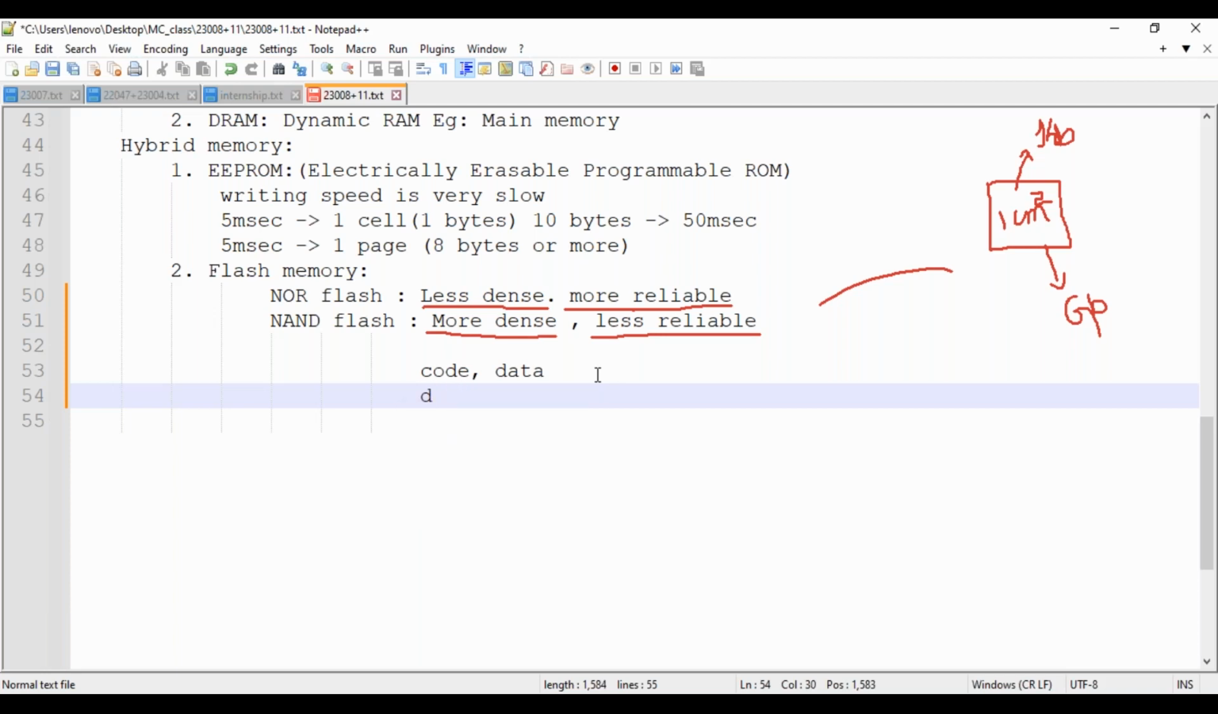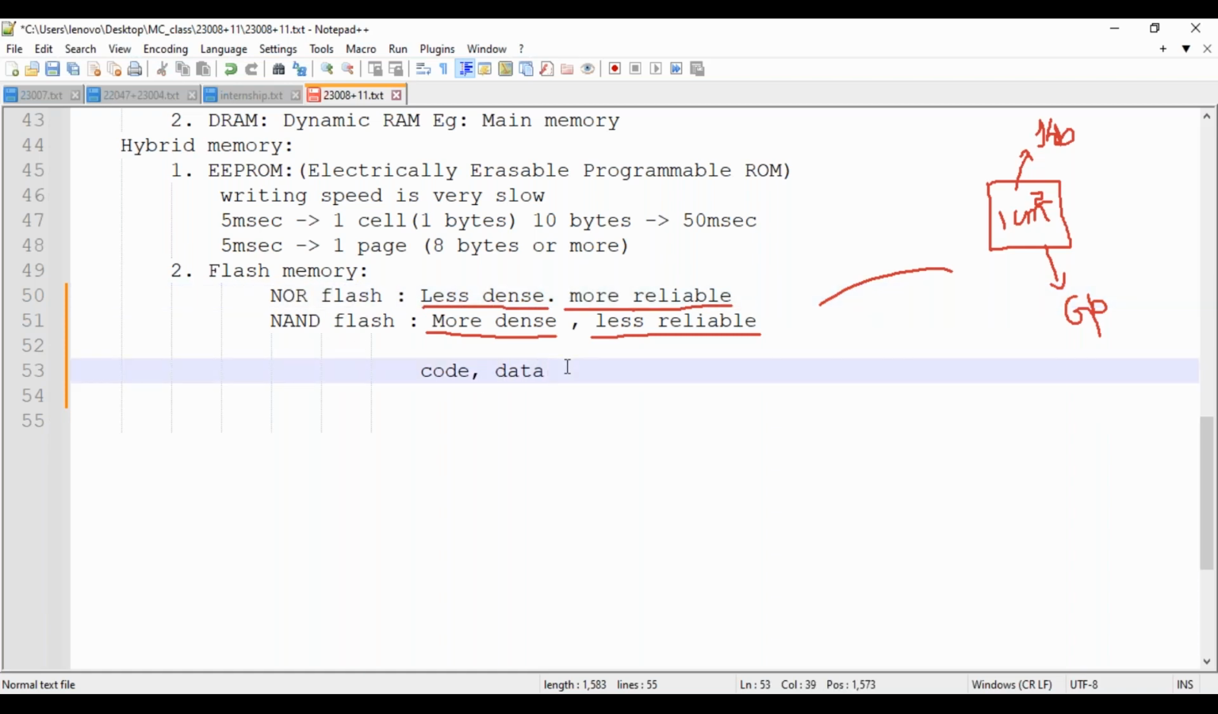Okay. Now, if data is important, why don't you store it in the NOR flash? Because I want it to be more reliable. So if data is important, why don't you store it in the NOR flash? Okay. Now for that, again, I'll go with one more circumstance. So I have code, I have data. Now assume you're going to buy an iPhone. Just a simple scenario, you're going to buy an iPhone.